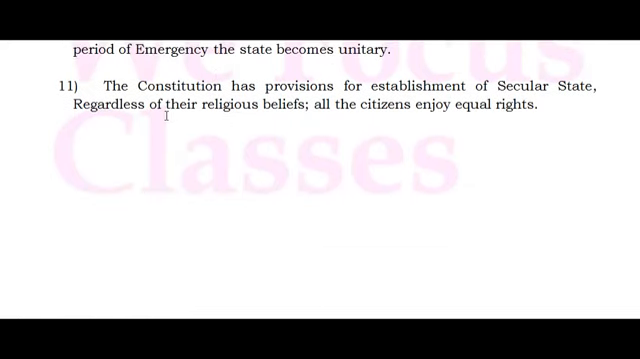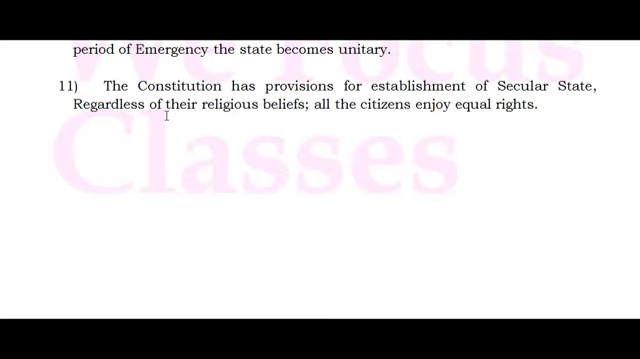The Constitution has provisions for the establishment of a secular state. So our Constitution has decided to go for a secular state. What does a secular state mean? People say that secular means all religions are equal. It's okay, but it's not the clear meaning of a secular state. A secular state means the state doesn't show any interest towards religion, and the state doesn't represent any kind of religion. That is the meaning of the secular state.